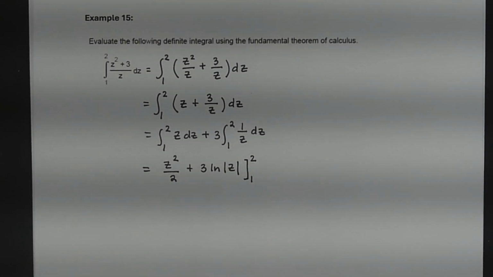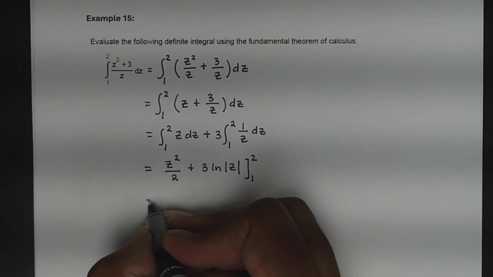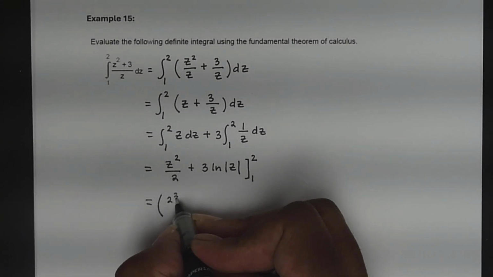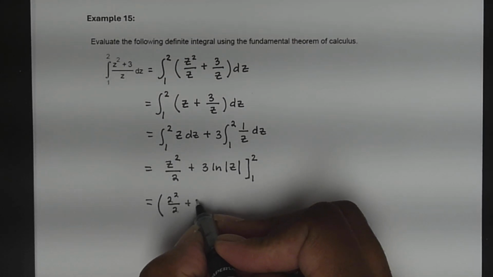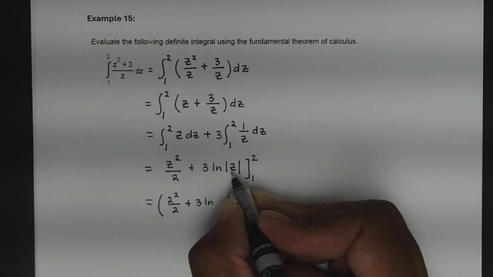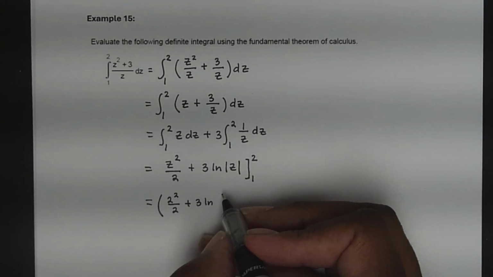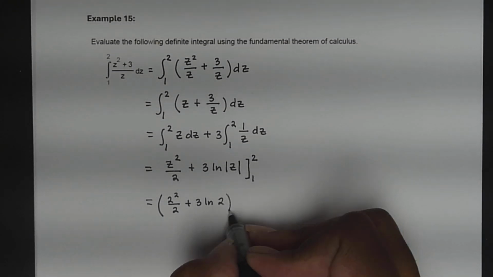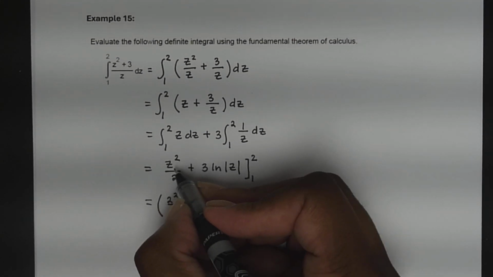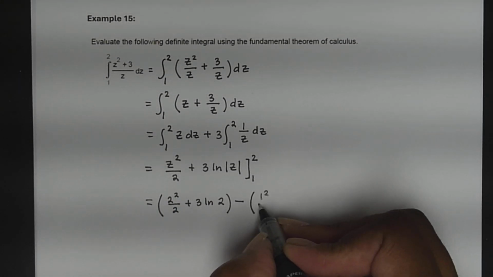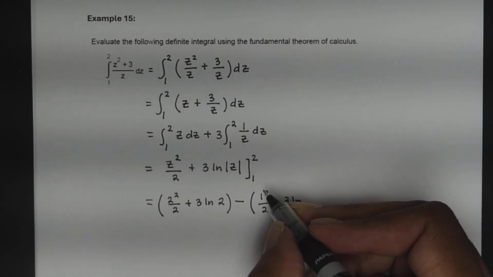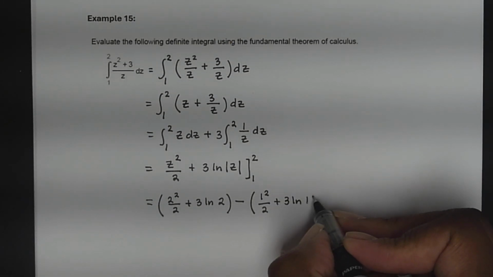Now we're going to do the upper limit minus the lower limit. All right, so let's start with the upper limit of 2. This will be 2 squared over 2 plus 3 ln of, well, if I replace the z with 2, it'll be the absolute value of 2, which is 2. And then minus my lower limit. z will be 1, so it'll be 1 squared over 2 plus 3 ln of the absolute value of 1, which will be 1.